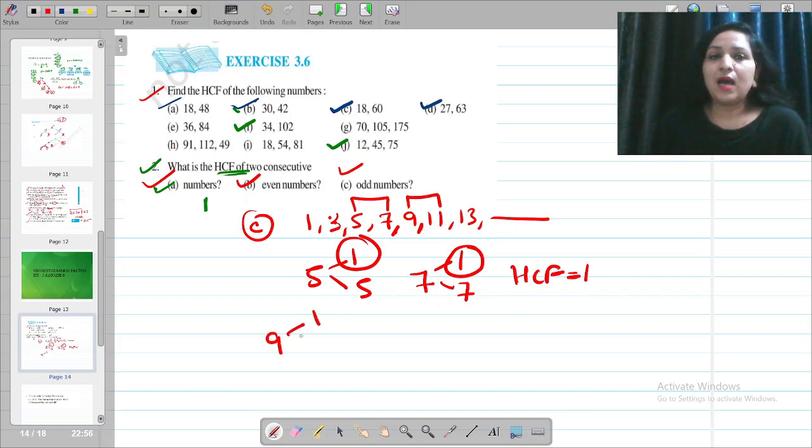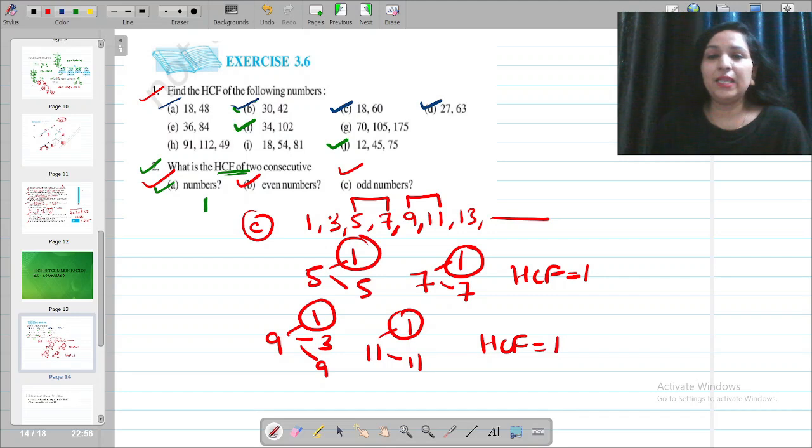Let us take the combination of these two. Factors of 9 are 1, 3 and 9. Factors of 11 are 1 and 11. Again, which factor is common in both? It is just 1. So what is the highest common factor of any two consecutive odd numbers? It is always 1. For consecutive numbers it is 1. For consecutive odd numbers it is also 1. But for consecutive even numbers, it is 2. Good to go. Let's move to the next question now.